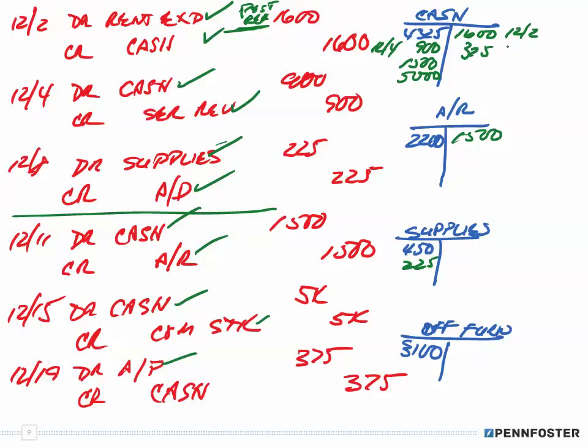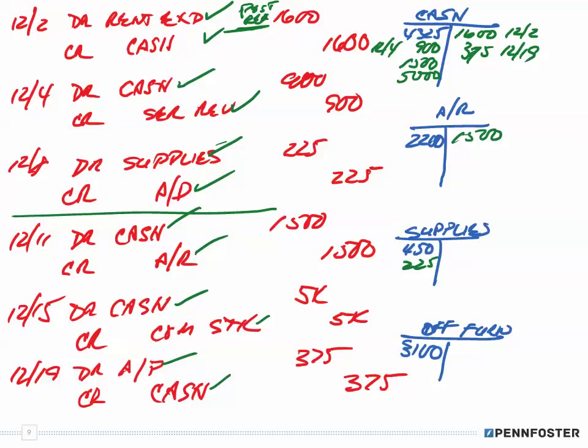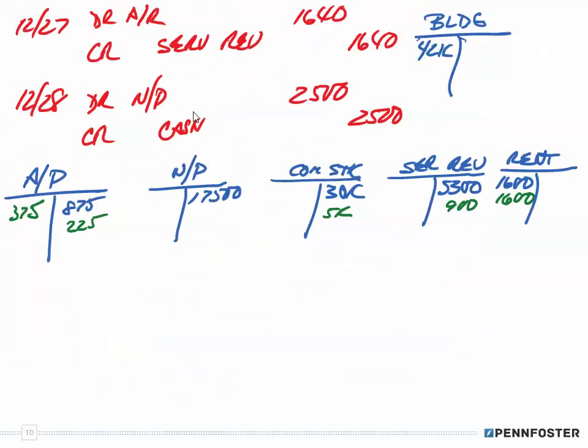And again, I'd be putting in the dates, like in this case here, I put 12/19, right? That's $375. Next entry, a debit to accounts receivable for $1,640. So accounts receivable, a debit of $1,640. And a credit to service revenue for $1,640. So under service revenue, write my $1,640.